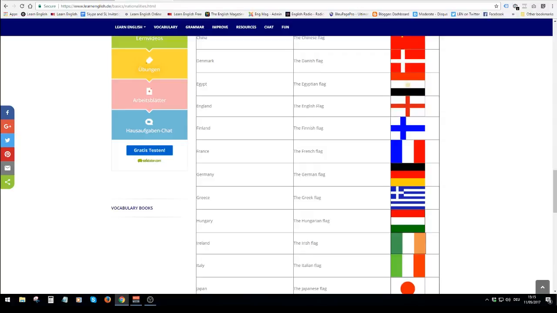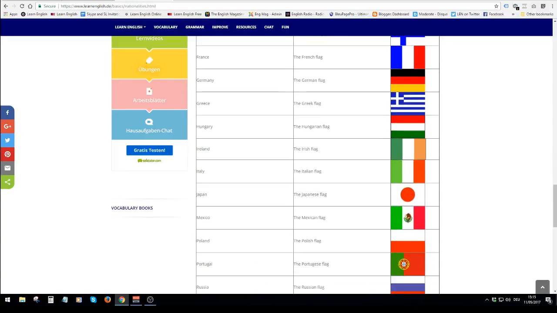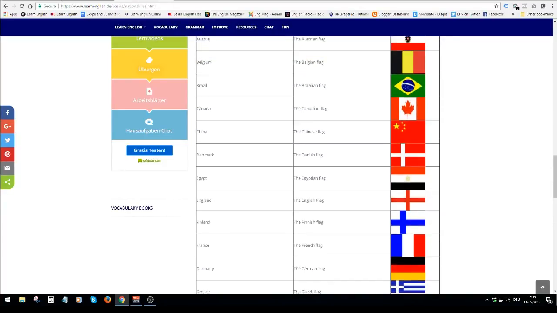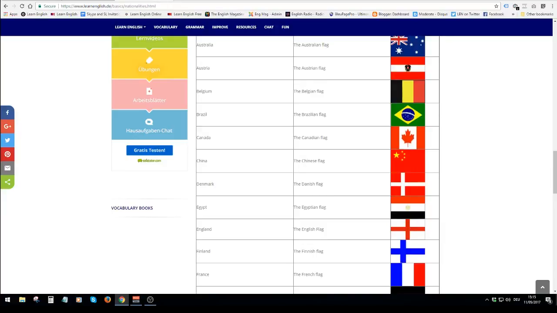And we've got crosses and stripes and circles and pictures. So find your flag and describe it. Describe the colours, describe the shapes. And you can do that in the forum, or if you like, on the lessons page. Okay, go to the lessons on Learn English Online.